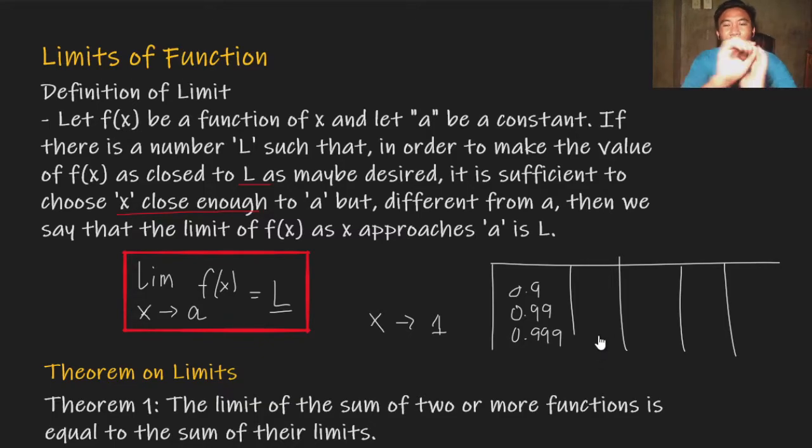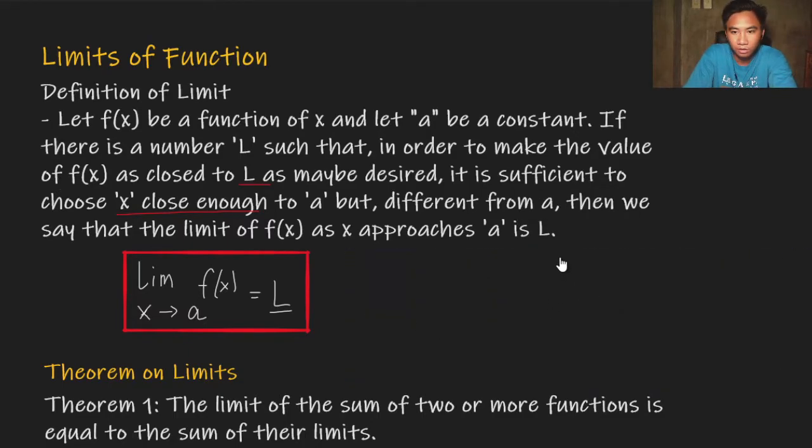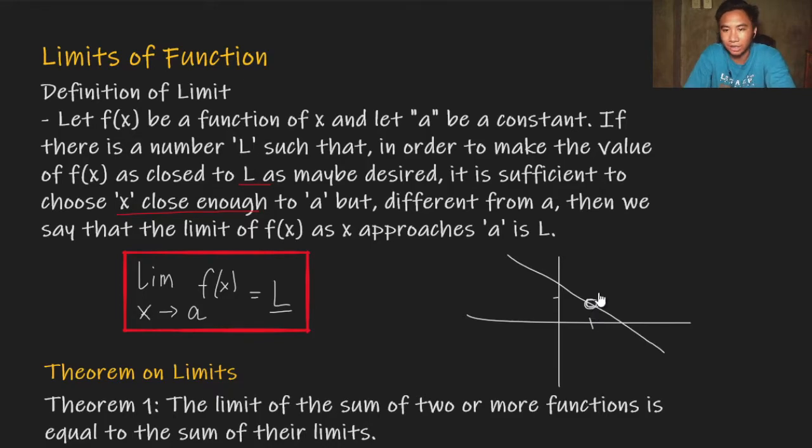Pero para maging simple na lang yan, ipalit mo na lang si A dun sa function at makukuha mo na yung L or the limit. So, ang graph niyan, halimbawa meron tayong linear. So, habang papalapit tayo kay 1, yun yung magiging limit niya. Ayan, limit niya yan, ito. Yung parang bilog na yan.